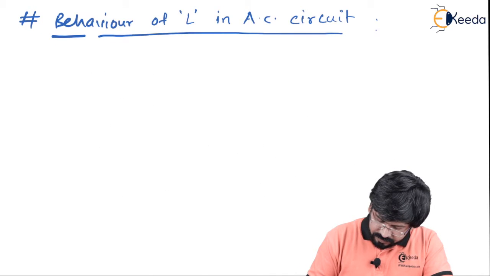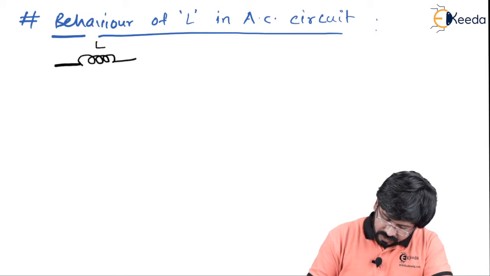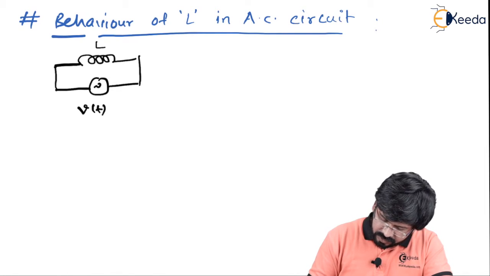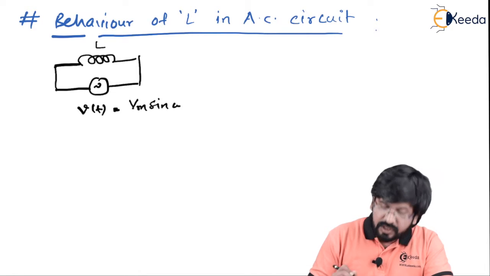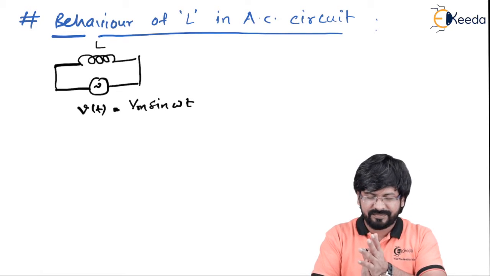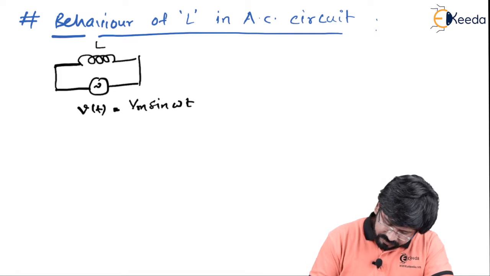Let us assume an inductor L in Henrys, which is supplied with an AC voltage source as usual, let's say V of t, which is let's say Vm sine of omega t. Because of the sinusoidal voltage, sinusoidal current will flow through the circuit. Let's say it is I of t.